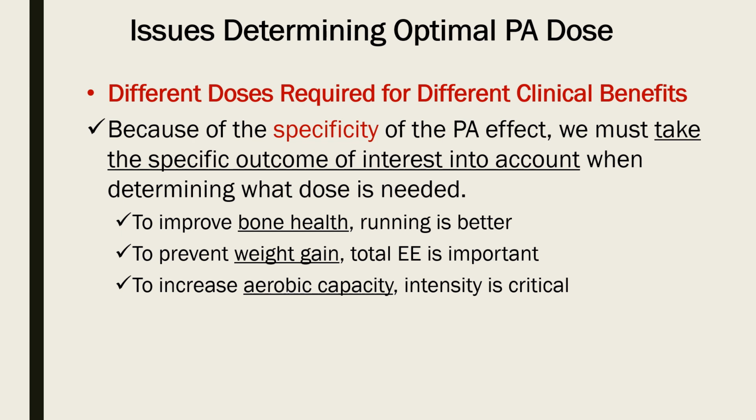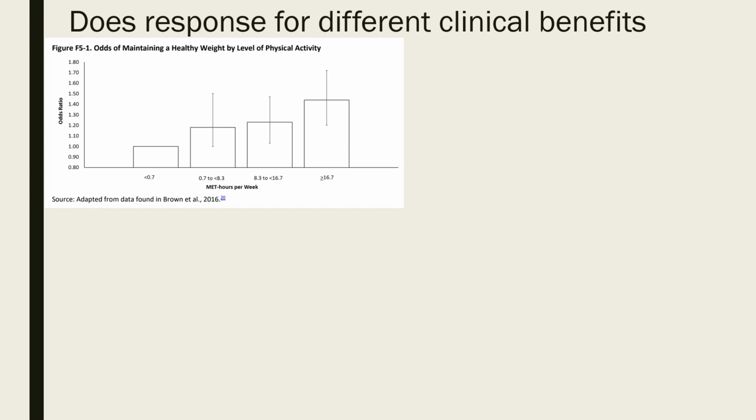To improve bone health, running is more effective. To prevent weight gain, total energy expenditure is crucial. To increase aerobic capacity, intensity plays a key role. What is the current evidence regarding the dose-response relationship between physical activity and different health outcomes? Let's start with the odds of maintaining a healthy weight at different levels of physical activity.